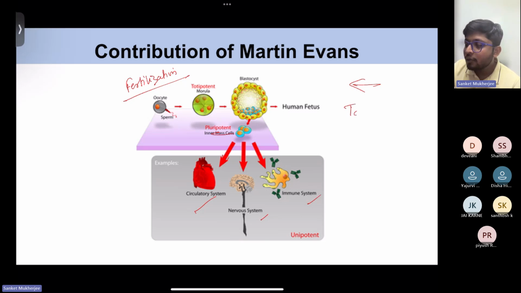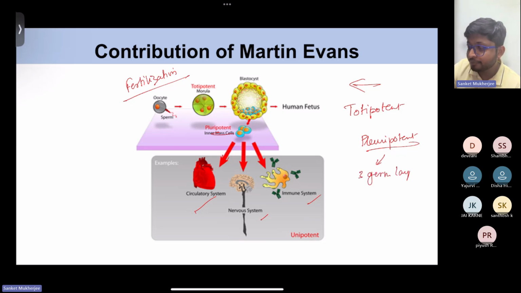Okay, another thing is, what is the difference between totipotent and pluripotent? Essentially, when we are referring to any stem cell, we mention the word pluripotent because it can form three germ layers. Essentially, the ectoderm, endoderm, and mesoderm can be formed from a pluripotent cell. What a totipotent cell is, it is basically a pluripotent cell, plus it can also form placenta.